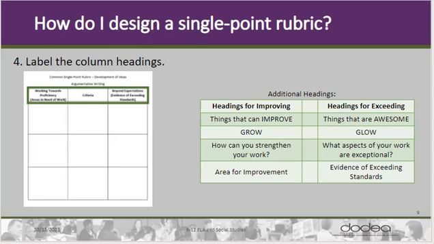Next, I need to figure out my column headings. In the middle is always the criteria, and that comes from the larger analytic rubric. Then for the other two columns, on the left I'm going to have headings for improving, and on the right, I have headings for exceeding. So for example, things that can improve, things that are awesome, a grow and a glow. How can you strengthen your work? What aspects of your work are exceptional? Areas for improvement, and evidence of exceeding the standard. So there are different types of headings that I can put in my columns, but remember, in the middle is always the criteria.